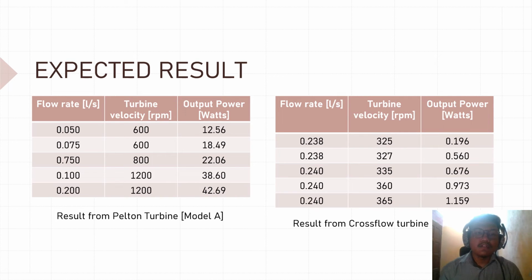As you can see, for the Pelton turbine, the turbine velocity and the output power are higher than the cross flow turbine. In the Pelton turbine, the highest velocity produced is 1200 rpm, and the highest output generated is 42.69 watt. In the cross flow turbine, it produces 365 rpm, and the highest power generated is 1.159. Therefore, we can see that the Pelton turbine gave higher output power and turbine velocity than the cross-flow turbine.